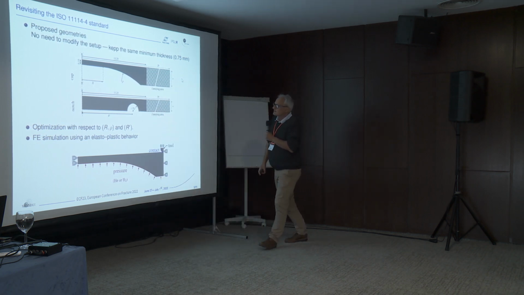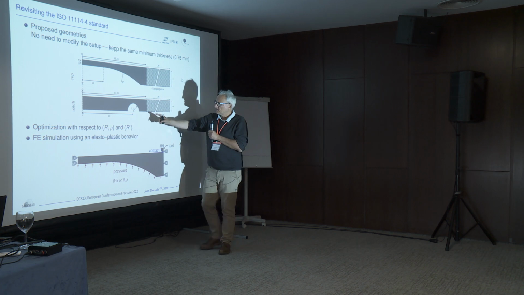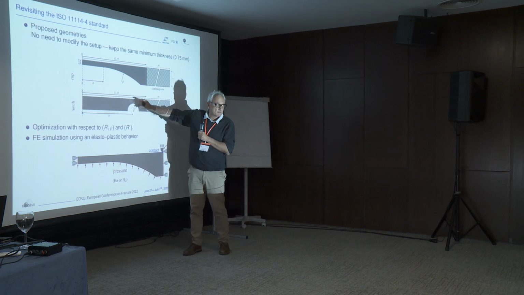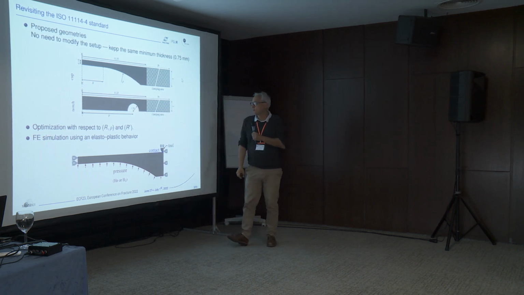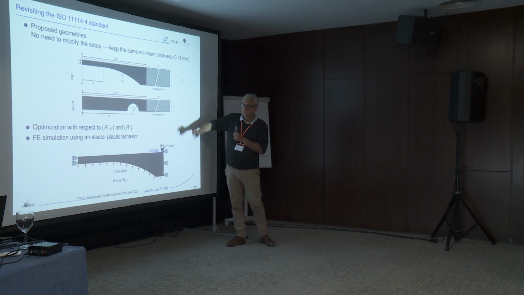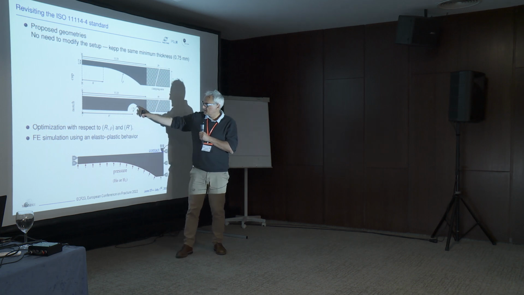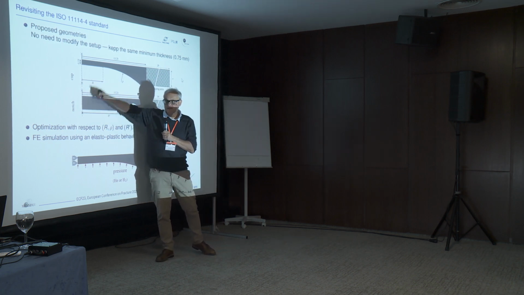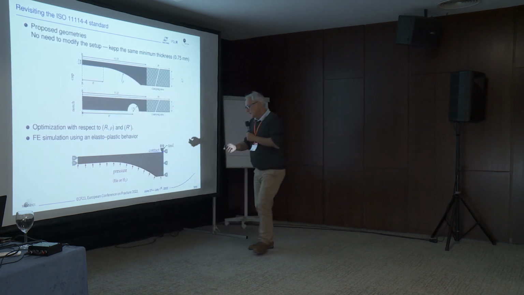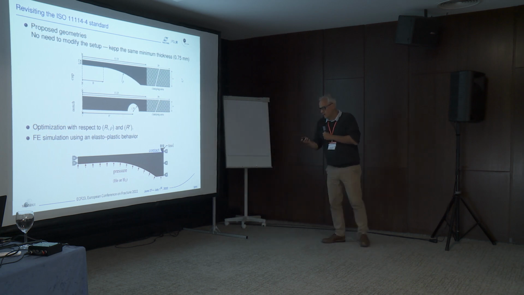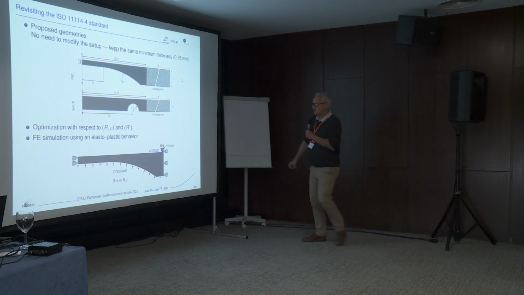The second test is somehow different. We have a notch. Once again, the minimum thickness is 0.75. Here, the thickness is 2 millimeters. It's enough. And we just have to optimize the position of this notch with respect to the axis of symmetry here. And so there is only one parameter to optimize, which is r prime.